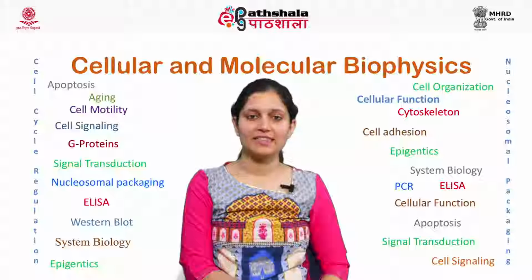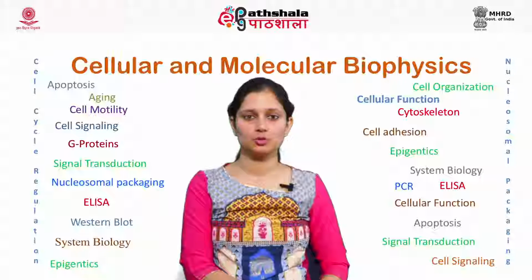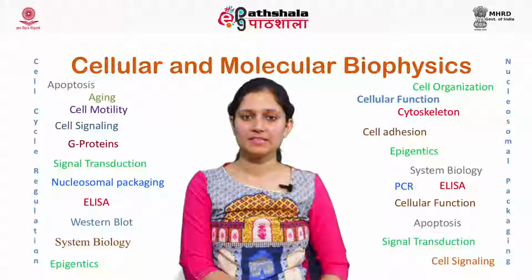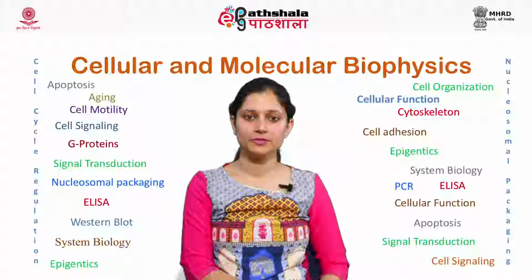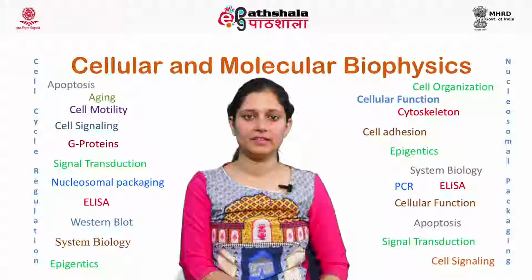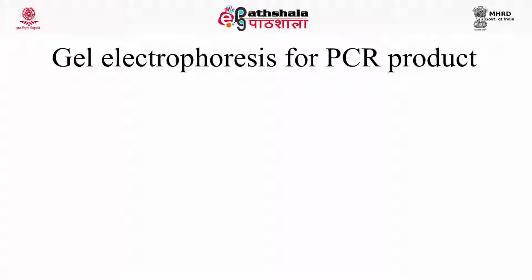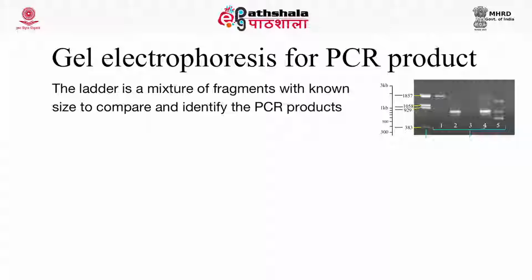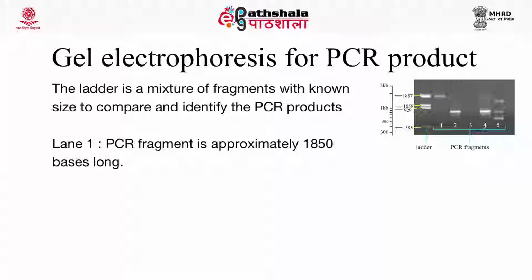In order to make sure that our PCR is successful, we should do a gel electrophoresis of the PCR product. In the next figure, you can see gel electrophoresis of different PCR products, and we are going to understand how to interpret the gel electrophoresis of PCR products. In this picture, you can see that there is a ladder. The ladder is a mixture of fragments with known size, and it helps us to compare and identify the PCR products. Lane 1 has PCR fragment of approximately 1850 bases long.